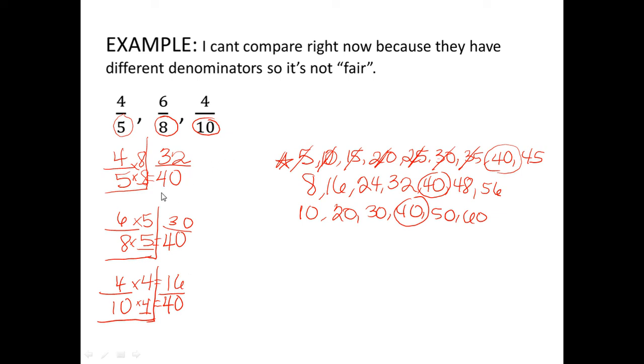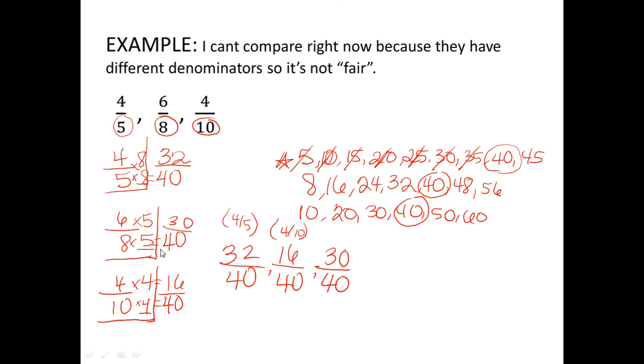Here's the trick. I now have my 3 new fractions, and I can compare because I have the same denominators, but I have to remember that 32 40ths was originally 4/5. And 16 40ths was originally 4/10, and 30 40ths before I scaled up was 6/8. And so when you find your answer, it's going to be using the original fraction, so you need to keep that in mind.